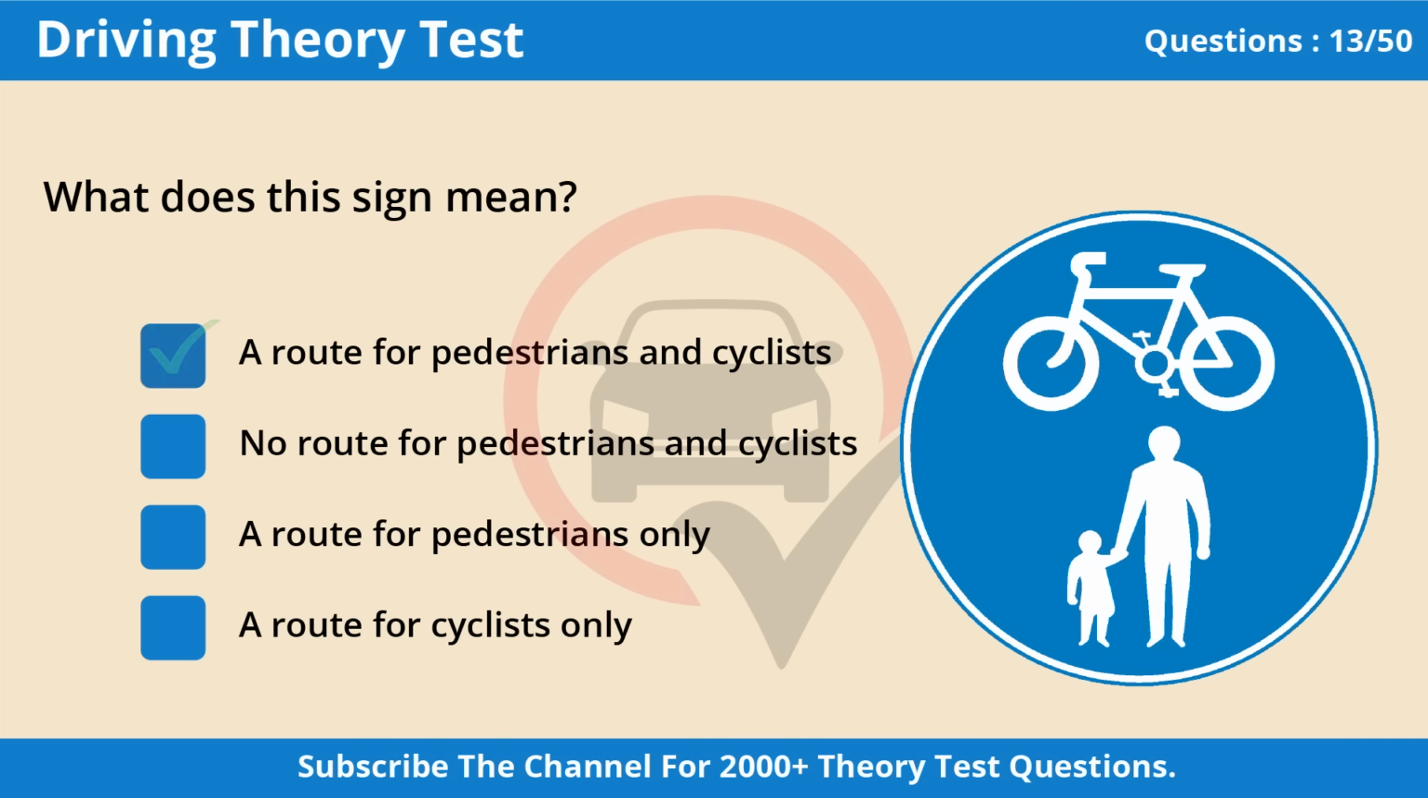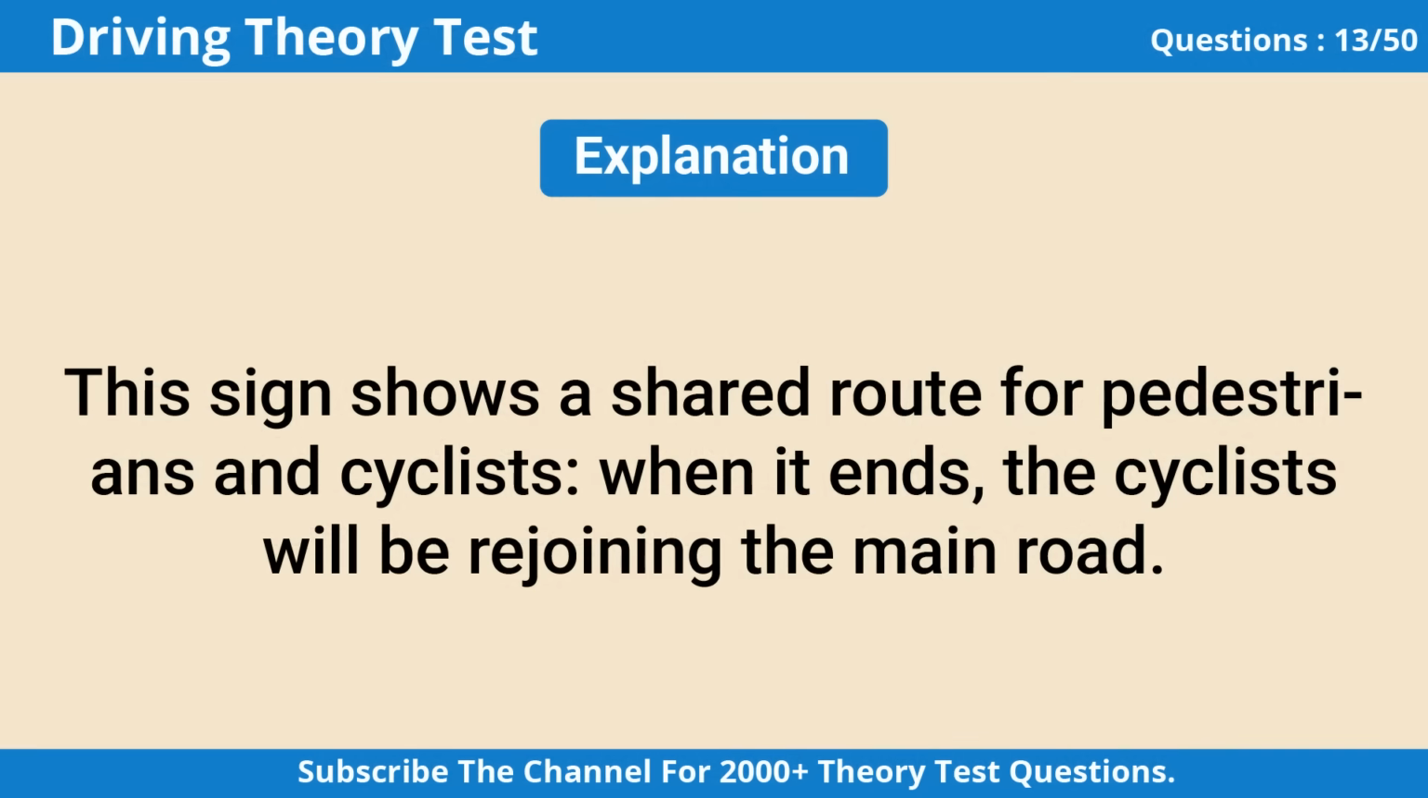A. A route for pedestrians and cyclists. This sign shows a shared route for pedestrians and cyclists. When it ends, the cyclists will be rejoining the main road.